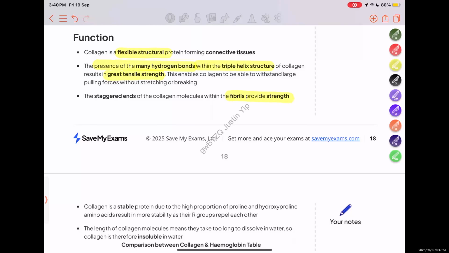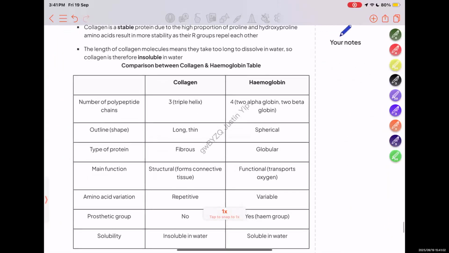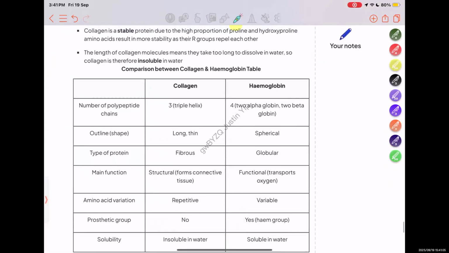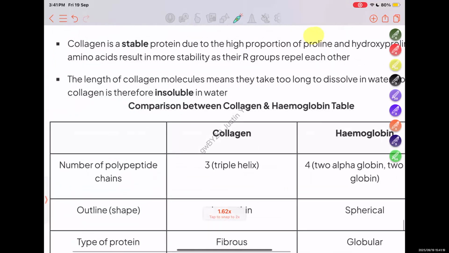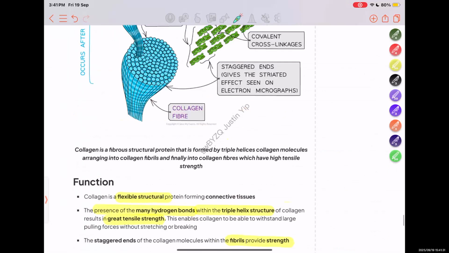For this one, collagen is actually a stable protein due to its high proportion of proline and hydroxyproline, which are the second and the third one. This one you can remember also, it's the same thing. They have more stability as their R groups repel each other, and due to their insolubility in water. So this is for the collagen part, you just need to know that.